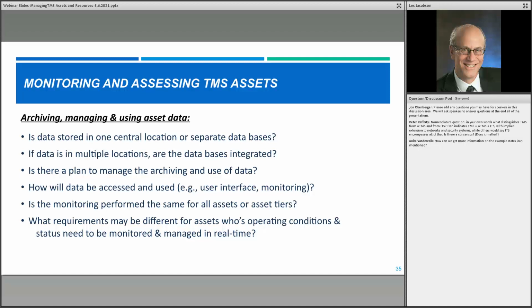And finally, another really important thing is what requirements may be different for assets whose operating conditions and status need to be monitored and managed in real time. So there are some assets that you may need to monitor in real time. Traffic signals might be one where you want to know the health of that controller at all times.